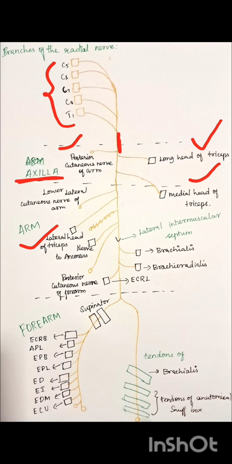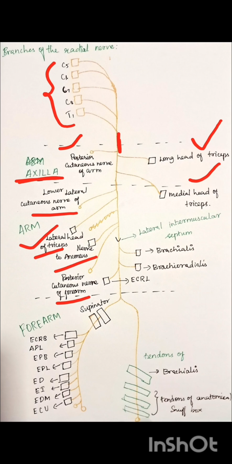So these are the five branches: lower lateral cutaneous nerve of arm, lateral head of triceps, nerve to anconeus, and posterior cutaneous nerve of forearm. These are the five branches.